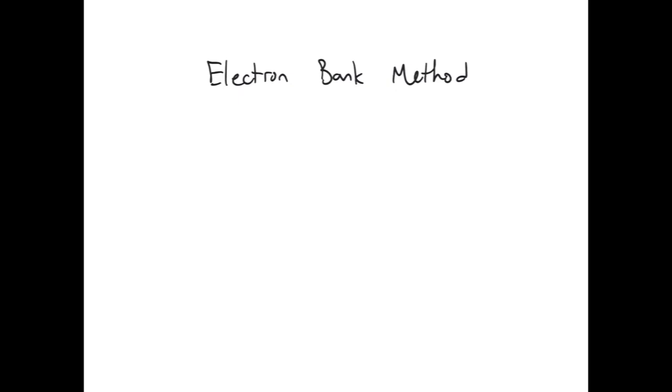Now, the electron bank method is a series of 6 steps. I'm going to list the steps and draw a molecule as an example. I'm going to split my page down the middle so there's a line between the instructions and the example. Now, the only thing you'll be given is the chemical formula for the compound. In this example, it's going to be PCl3.